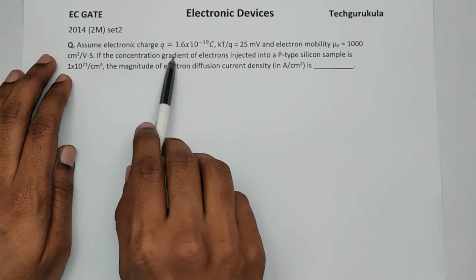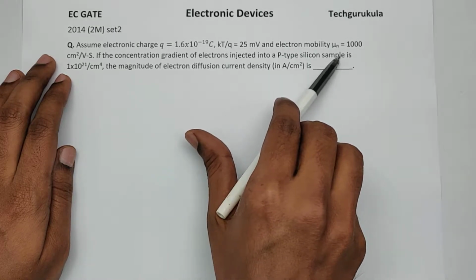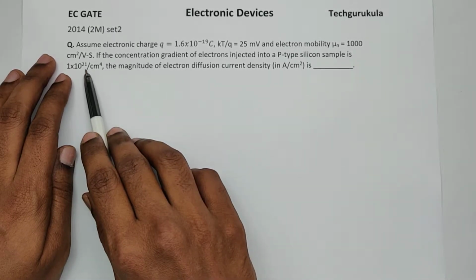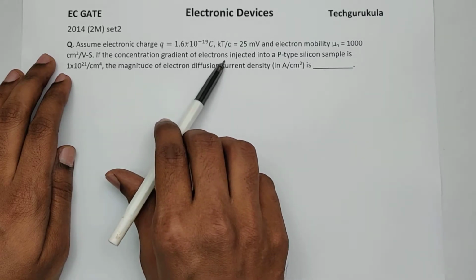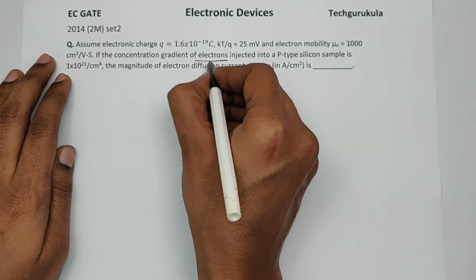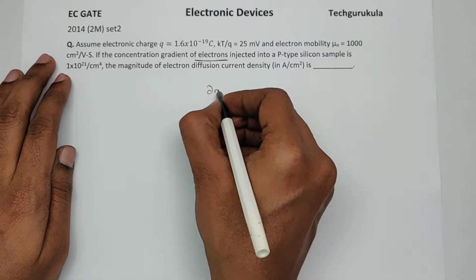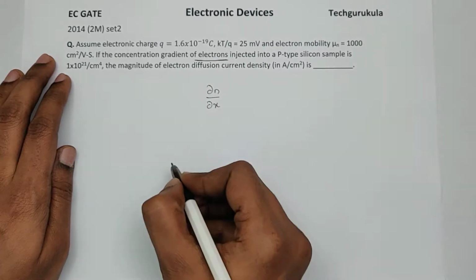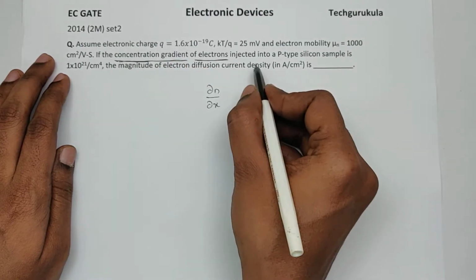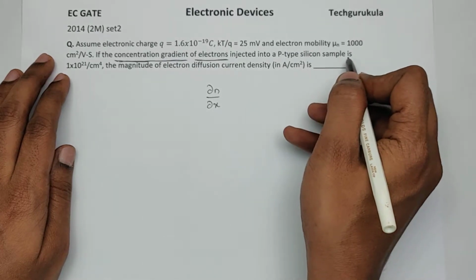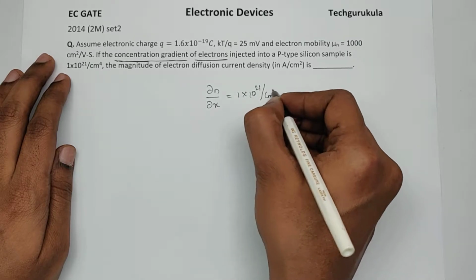If the concentration gradient of electrons injected into a p-type silicon sample is this. So the carrier concentration gradient of electrons, make a note of electrons. What is carrier concentration gradient? Because they are talking about electrons, del n by del x, which is the concentration gradient of electrons in the p-type silicon sample, is equal to 1 times 10 power 21 per centimeter power 4.